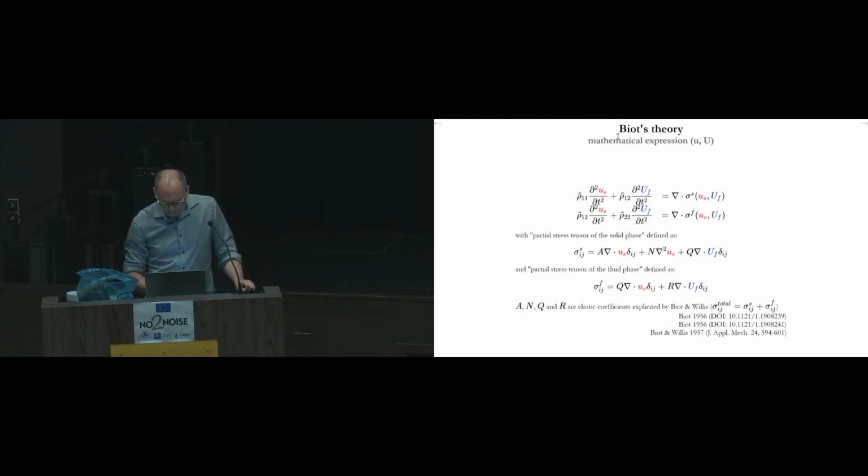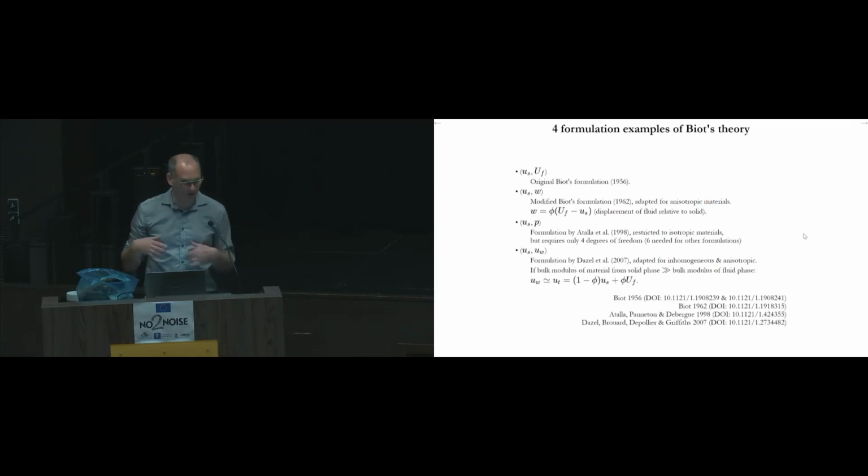So in his first mathematical expression, Biot used the displacement field of the solid part, US, and the displacement field of the fluid, UF. You have the reference there, and there are some parameters that people have worked on and published to explain what these parameters are and how we compute them. But in fact, there's more than one formulation of Biot theory. There are many. This is the original, we call it the US-UF formulation.